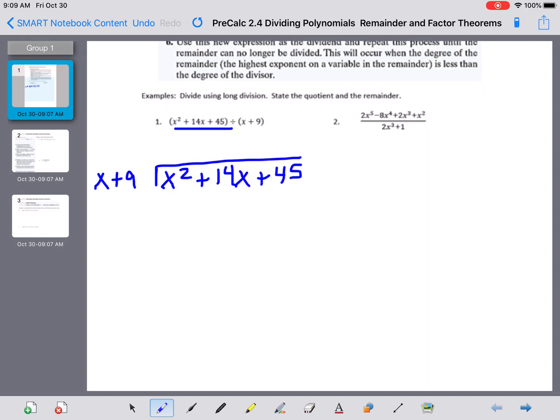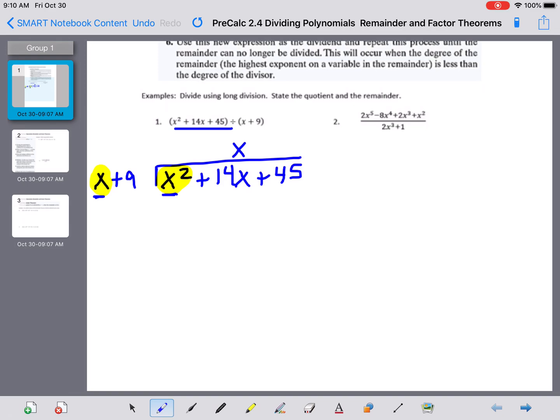Okay, now key thing here, you look at your front term only, and the first term that you're trying to divide into, okay? The rest will work itself out, but we don't concern ourselves with that as we go through this division. So I'm asking myself, what should I multiply x by so that I can get x squared? Okay, I'm going to multiply it by x. I need to put that x above the x's over here.